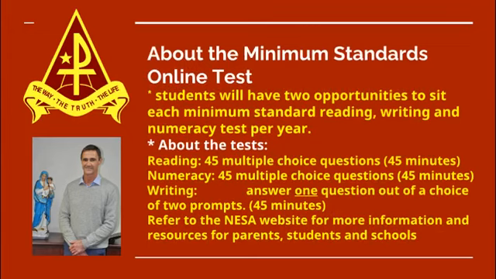The reading and numeracy tests consist of 45 multiple-choice questions. Students have 45 minutes to complete these tests. The writing test requires students to answer one question out of a choice of 2 prompts. Students are encouraged to write about 500 words and they have 45 minutes to complete this. You can refer to the NESA website for more information and resources for parents and students.